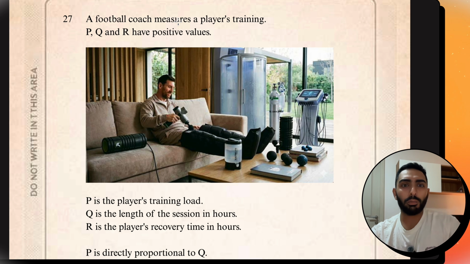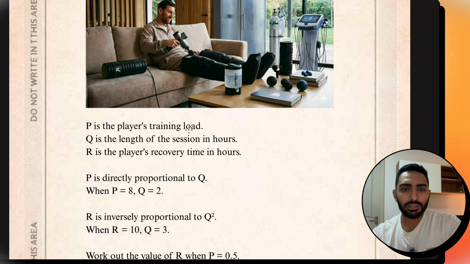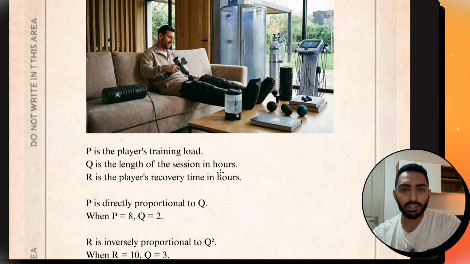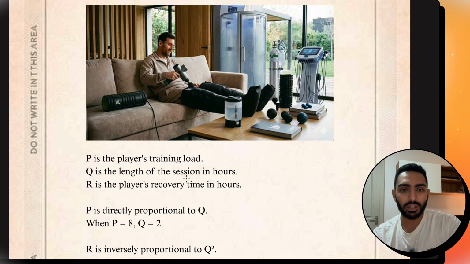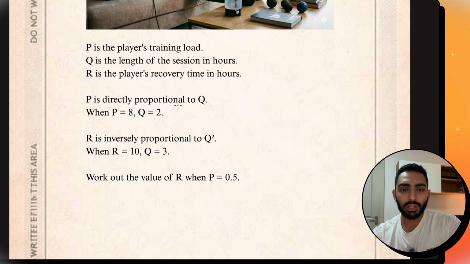Question 27. A football coach measures a player's training. P, Q, and R have positive values. P is a player's training load. Q is the length of the session in hours. R is a player's recovery time in hours. P is directly proportional to Q. And you can see Messi relaxing there. He's getting his recovery time in.